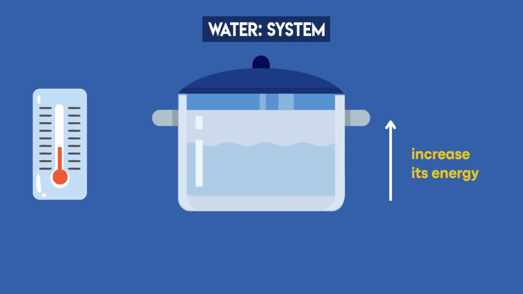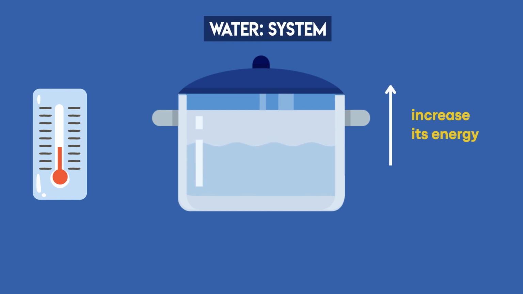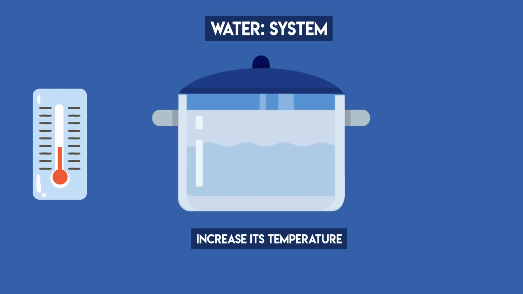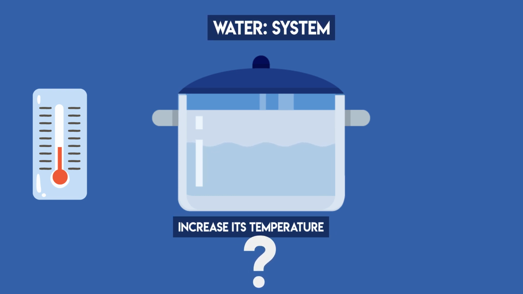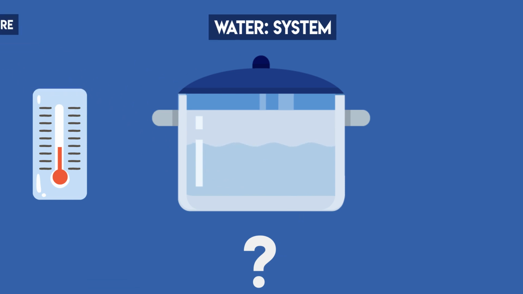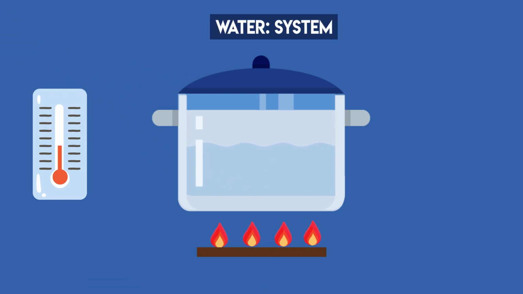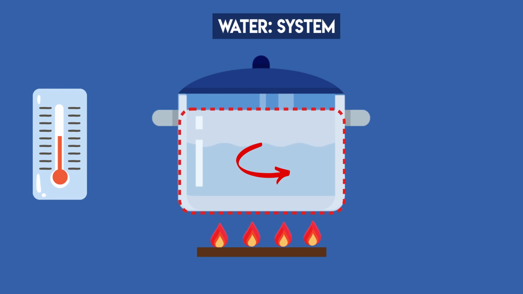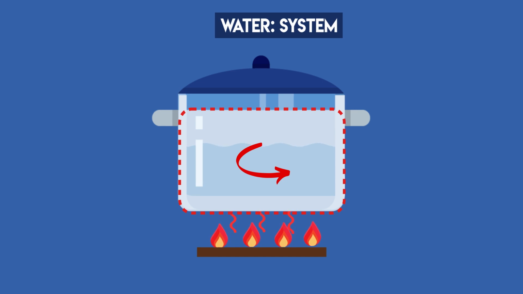Let's take another example of some water in a pot. If we consider the water to be our system, and if we want to increase its energy, given that the water pot does not change its position, the only way to do this is by increasing its temperature. So now the question remains, how can we increase the temperature of the water? Well, one simple way is to just use a gas or electric stove so that we create some temperature difference between the boundary and the system. This temperature difference results in the heat flowing into our system.